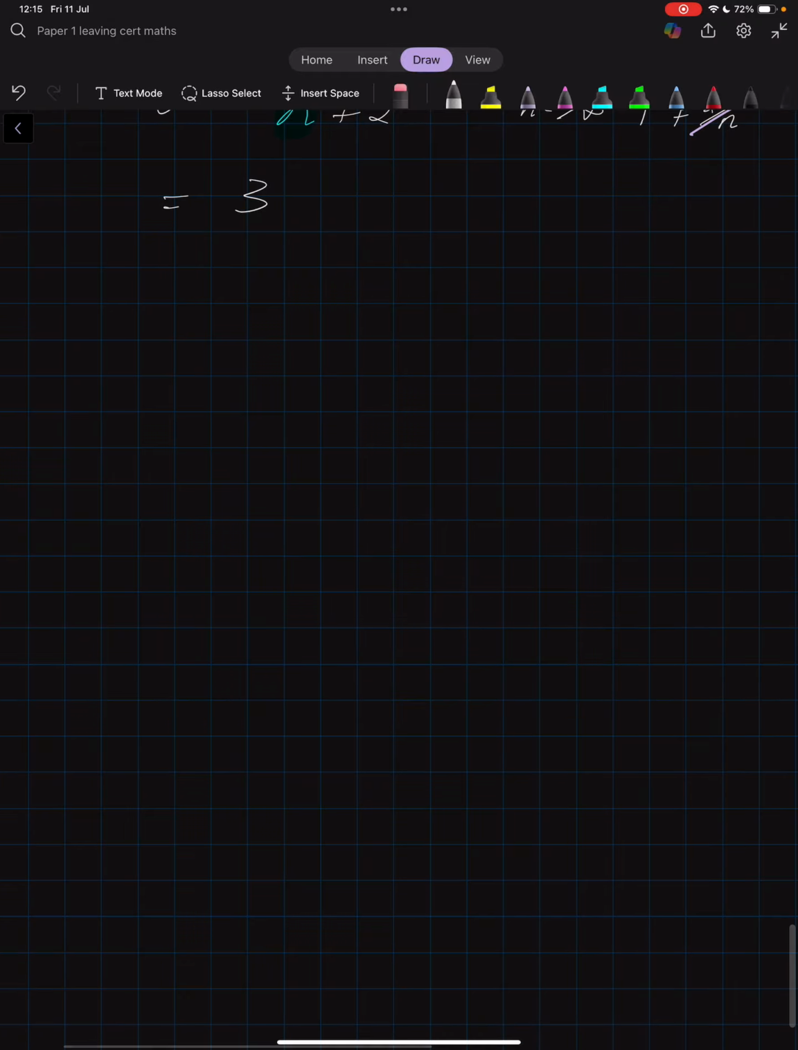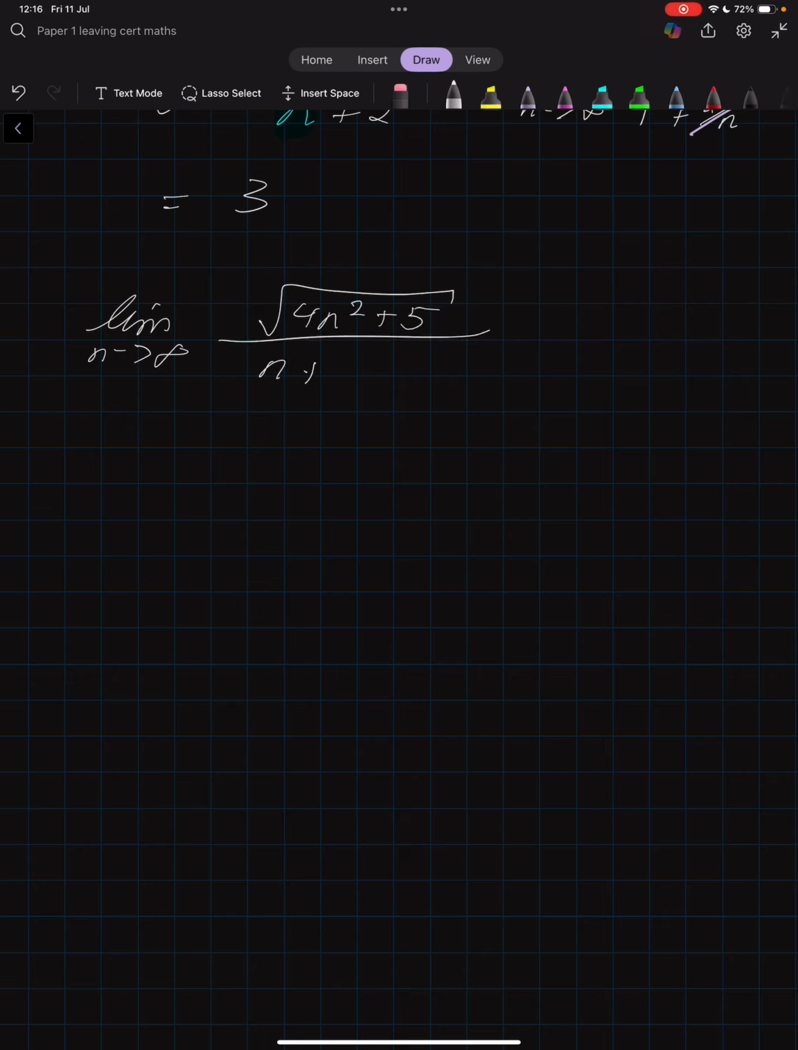So another one that I want to do, I might do 2 more and then I'll leave it. So what about the limit as n goes to infinity of the square root of 4n squared plus 5 all over n plus 1. Now, this is kind of a trick question. So think about it before you answer. So again, pause the video and just try your best to figure out what the answer is.